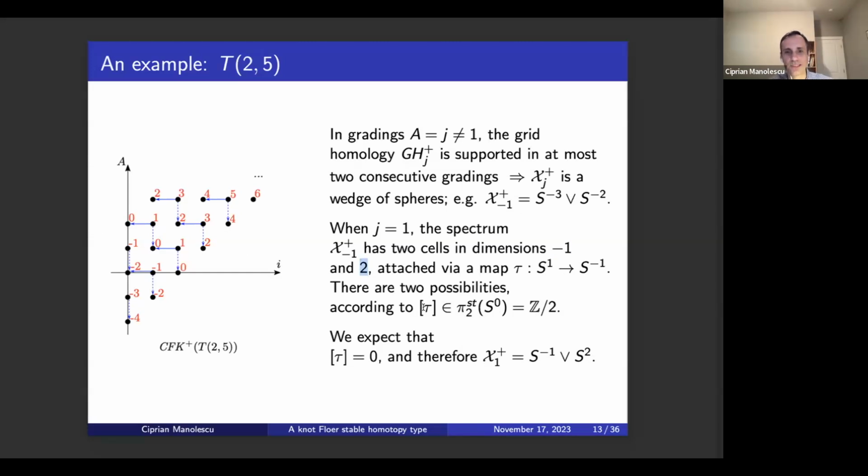Maybe I should say we didn't compute this with grids. We computed this with other Heegaard diagrams, but it should give the same answer. So that's why we think that it should be 0.